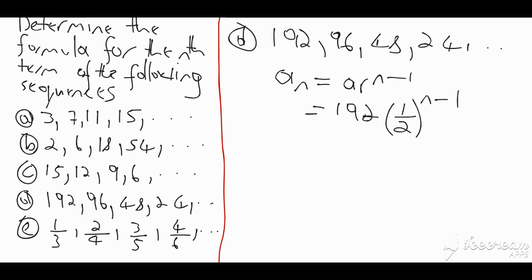And if you want, you can go right ahead. Just put in a random term to see if you can actually test if this is correct. So if I want the third term, I could just plug in 3. When I simplify this, I should actually get 48.